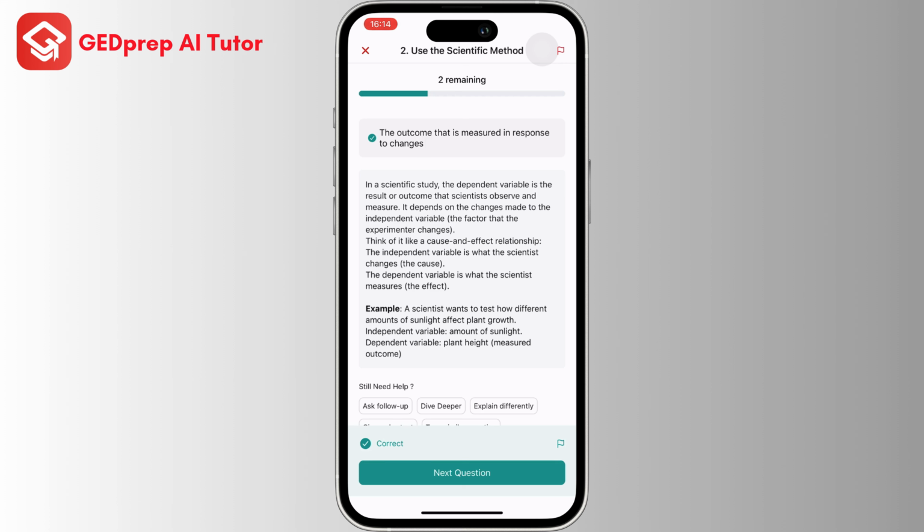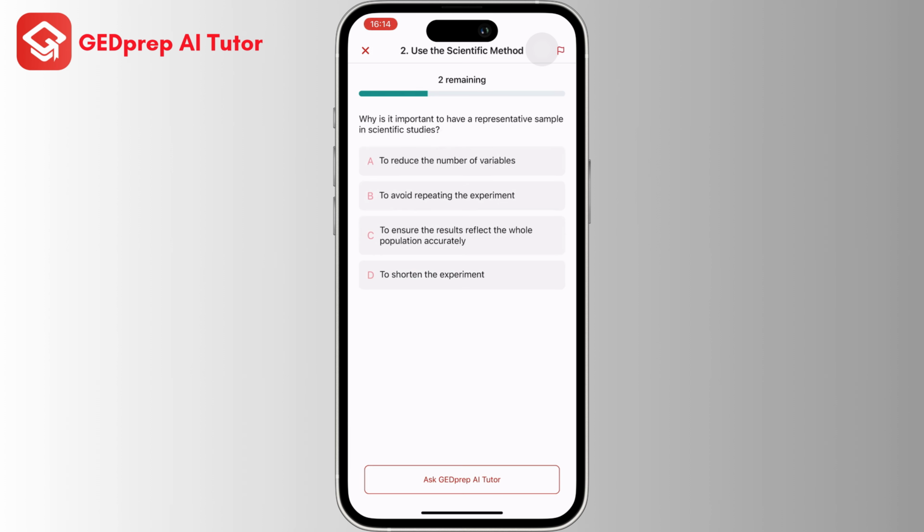The independent variable is what the scientist changes, cause. The dependent variable is what the scientist measures, effect. Example. If a scientist tests how different amounts of sunlight affect plant growth, independent variable equals amount of sunlight. Dependent variable equals plant height, the measured outcome.